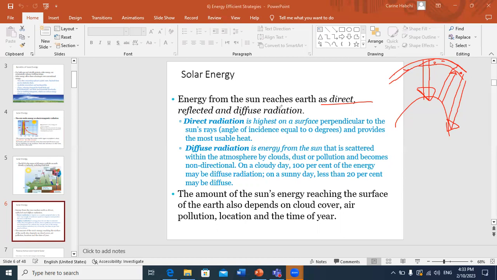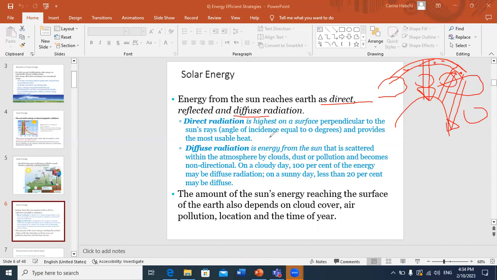So that's why we can have energy reaching the Earth as direct, reflected, and also diffuse radiation. Whenever you have a cloudy day, you will not have direct radiation, maybe because of the cloud cover, but because of diffusion, heat will be transmitted in a diffusive way. Direct radiation is the highest on a surface perpendicular to the sun rays, and the angle of incidence in this case will be 0 degrees.